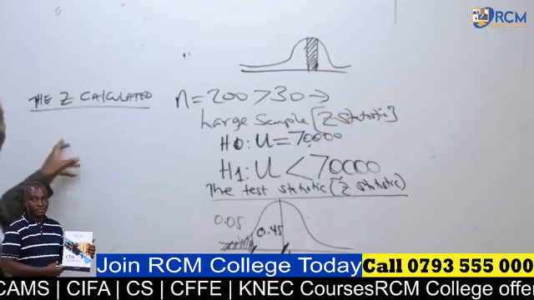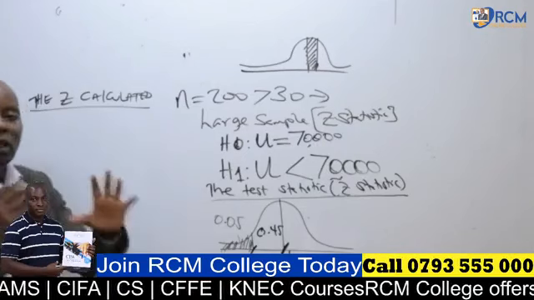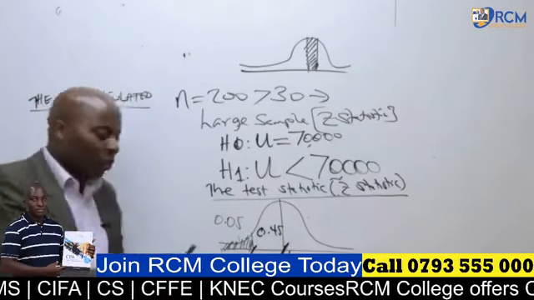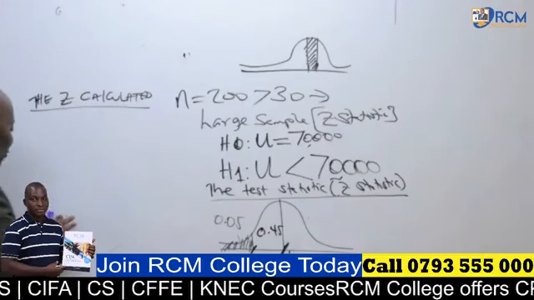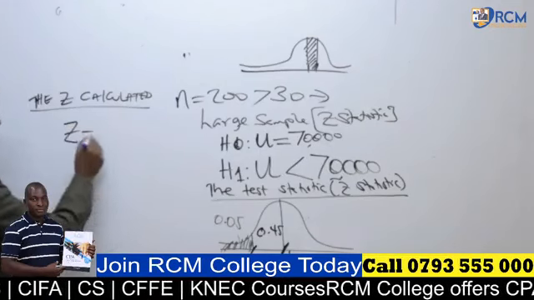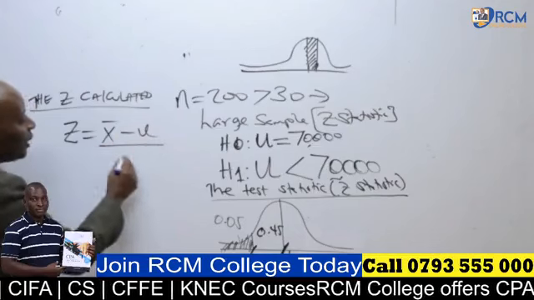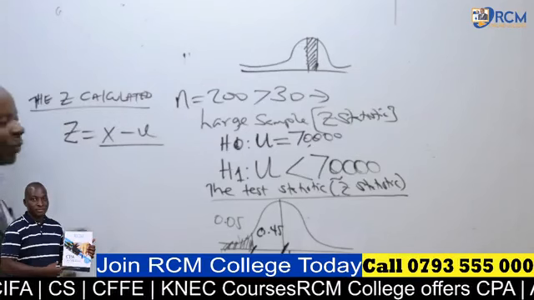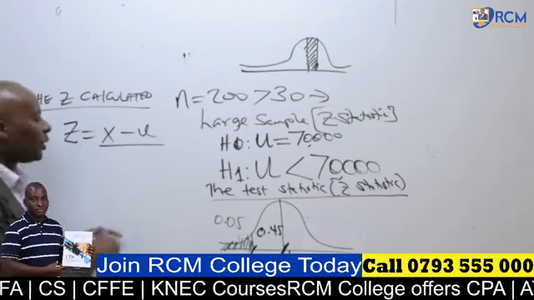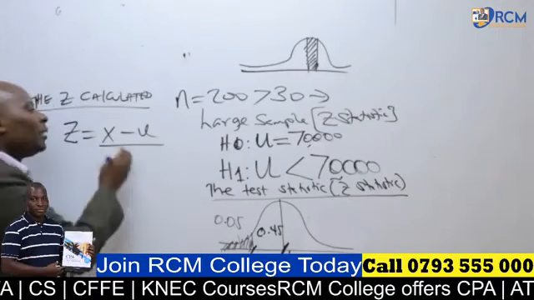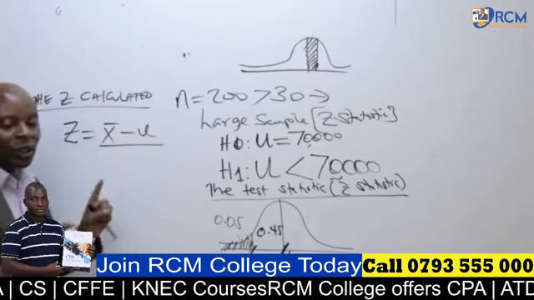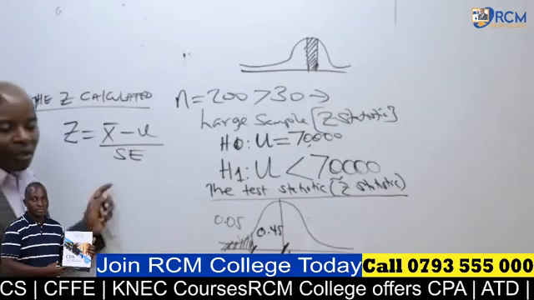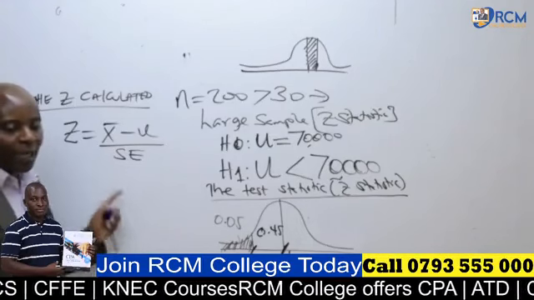Now we come to the last thing here, which is the Z calculated, where we shall be comparing our sample mean and the population mean. Our Z calculated will be equal to X bar minus mu divided by the standard error. For X minus mu, we normally divide by standard deviation. But the moment you say X bar, where you are subtracting the 2 means, then down here you must use what we call the standard error.